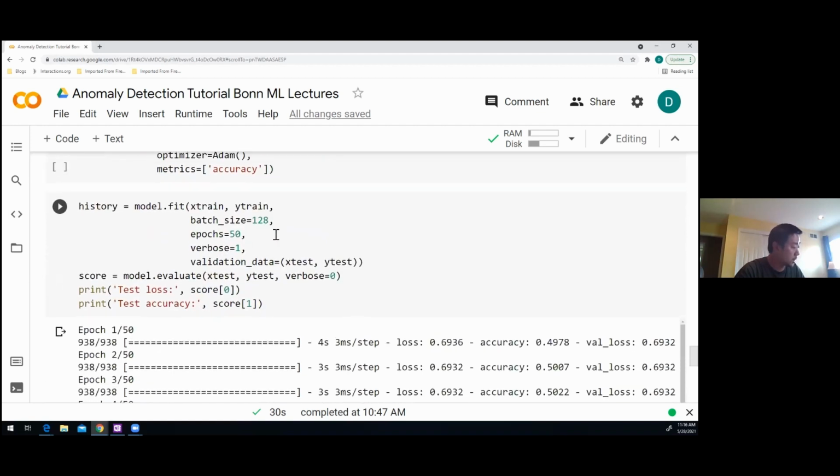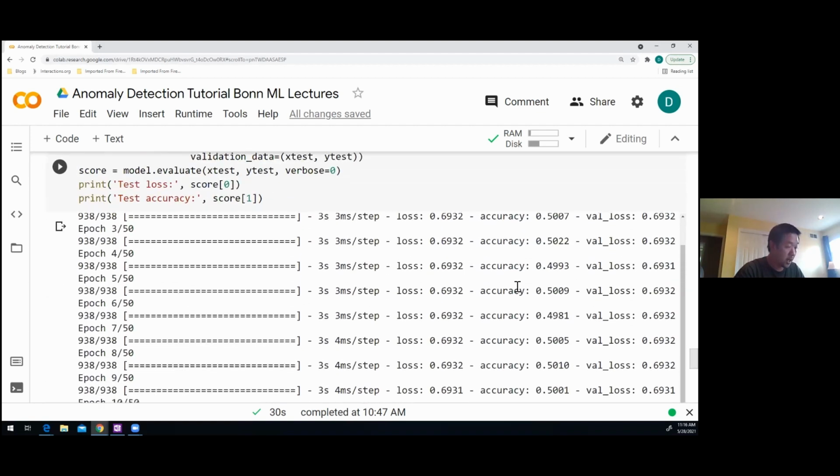All right, so we train this thing for some number of epochs and look at what's happening. So the accuracy of this classifier is close to 50%. What is that telling us? Is this a good thing or a cause for alarm? What does it mean that the classifier cannot tell the difference between signal region and sideband, it appears?